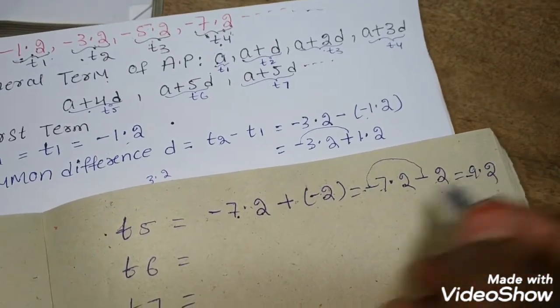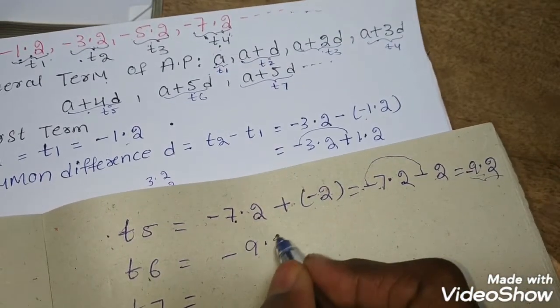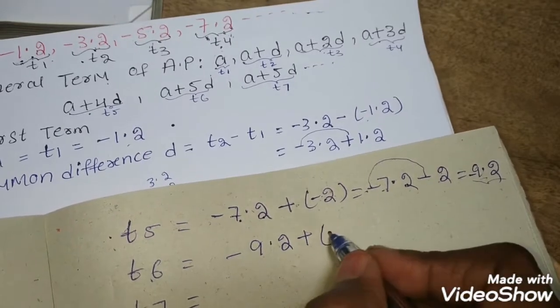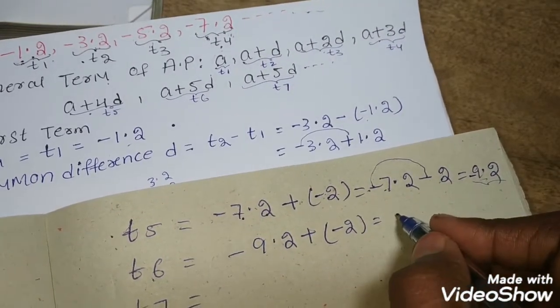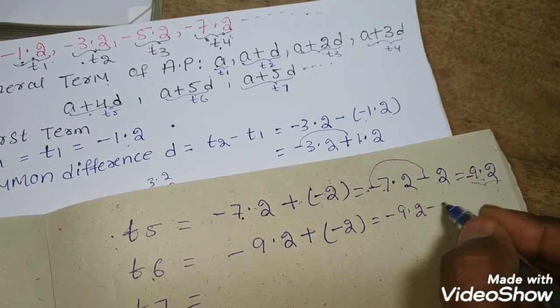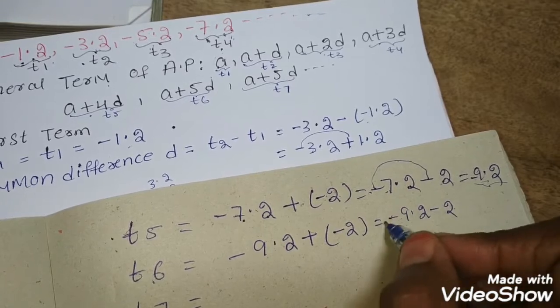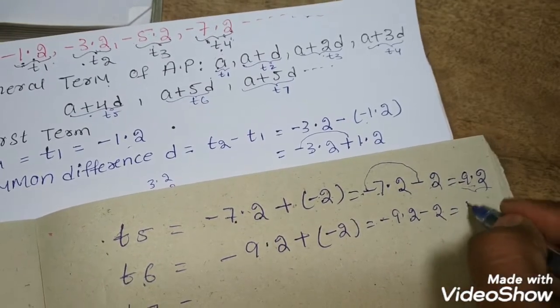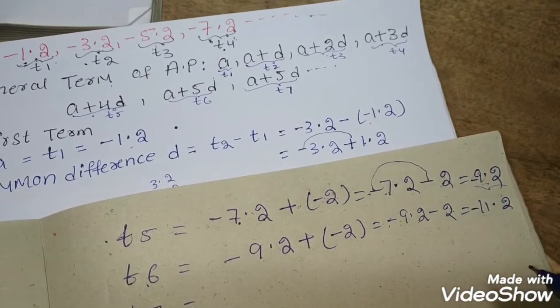Very simple, right? For term 6, take minus 9.2 plus the common difference, that is minus 2. You can do it like this. What do we get here? Minus 9.2 minus 2. Minus into minus is plus. What is 9.2 plus 2? 11.2. In front of 9.2 we have a negative sign, so keep minus.